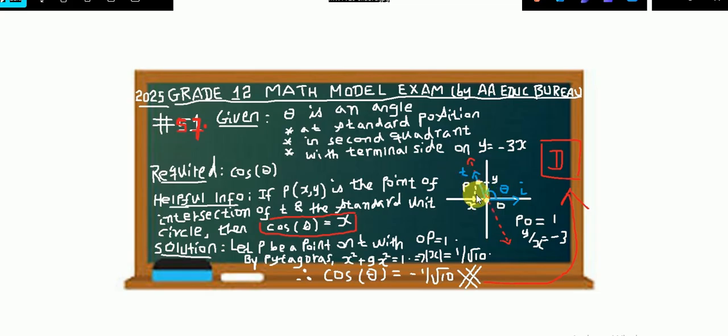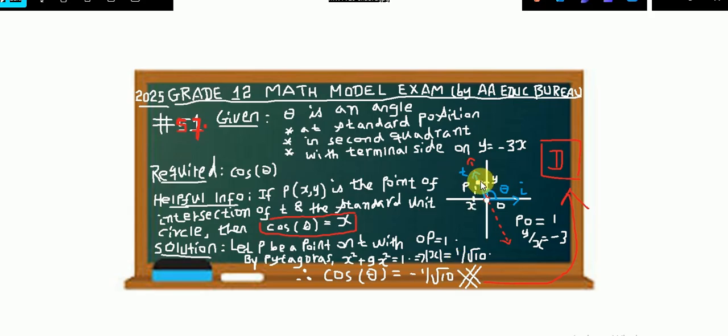In other words, consider this triangle PXO. We have x, this x is negative. Absolute value of x square, which means the same as x square, plus y square is PO square. But PO is 1. So x square plus y square is 1. But y square means negative 3x the whole square. That means 9x square is equal to 1. From this we get the absolute value of x is 1 over root 10. X becomes negative 1 over root 10.